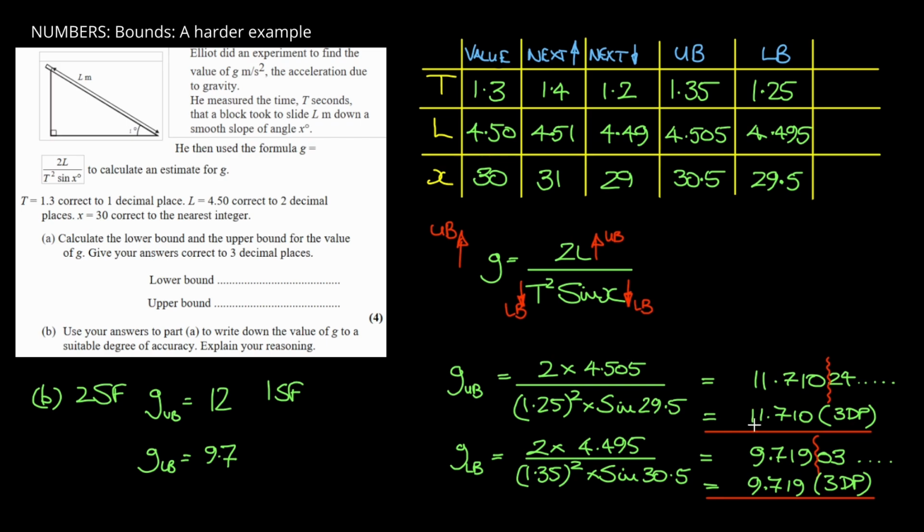With only one significant figure, g upper bound will be equal to 10. And the g lower bound would also be equal to 10. So at this point, the results agree. So a suitable degree of accuracy of our results can only be quoted to one significant figure, and that would be the answer.